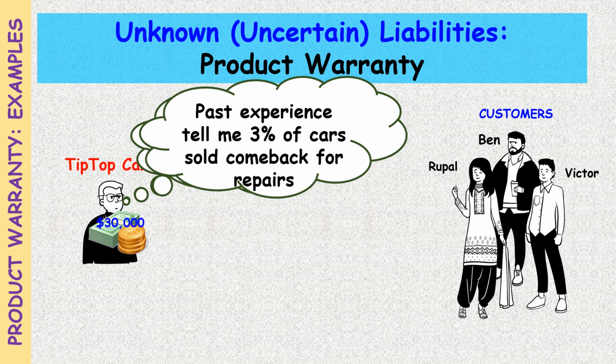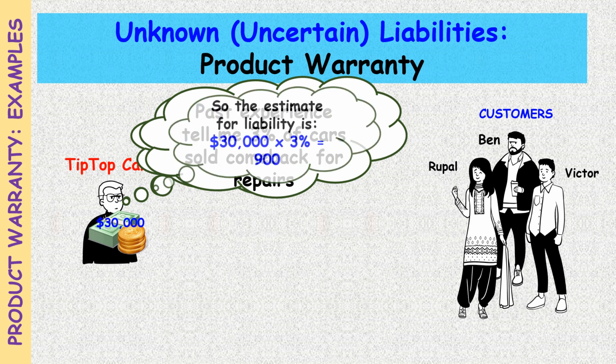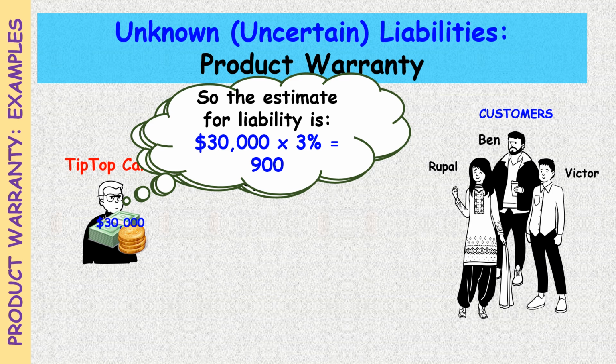So again, Tip Top Car doesn't know exactly when the payment will happen, when the repairs will happen, when the obligation to provide a service will happen, and doesn't know the amount as well. However, based on past experience, he can estimate those. So the estimate comes to be 3% of $30,000 sales, which is $900.